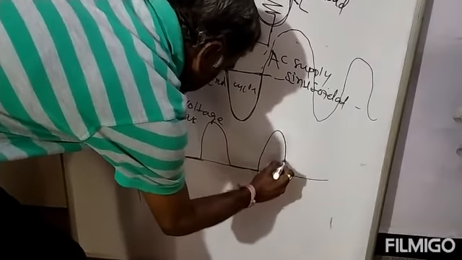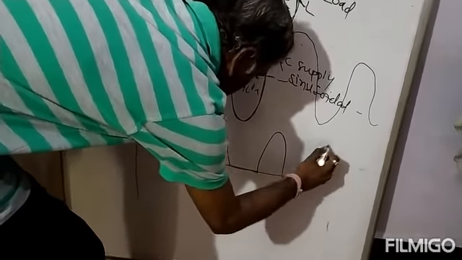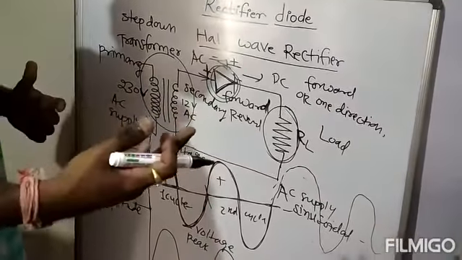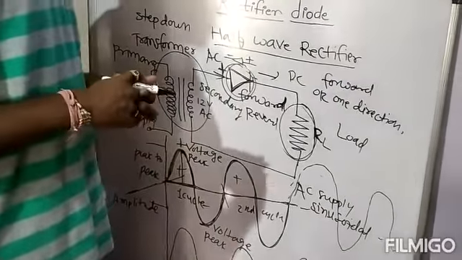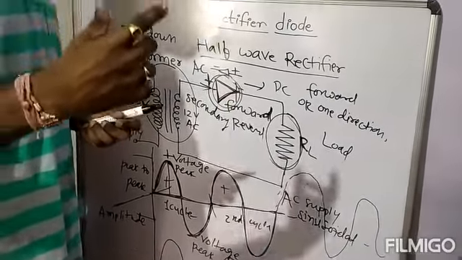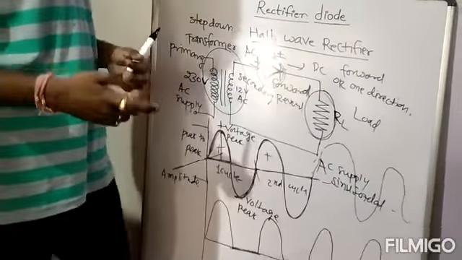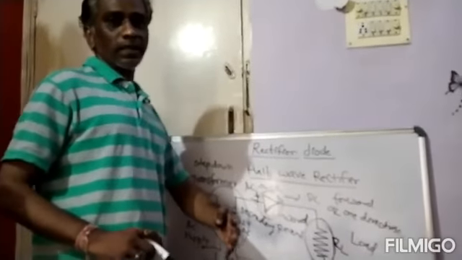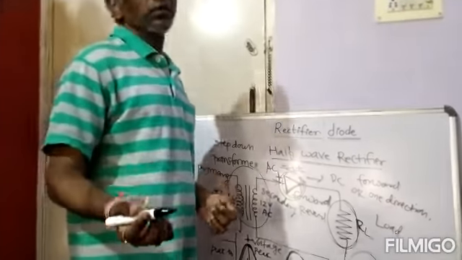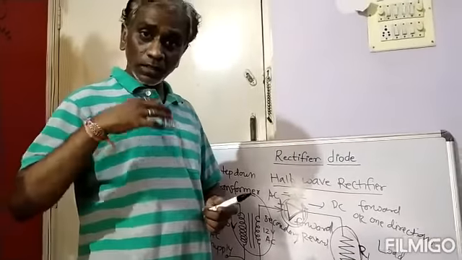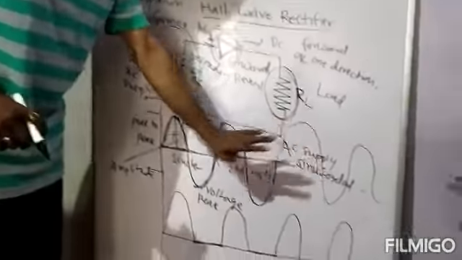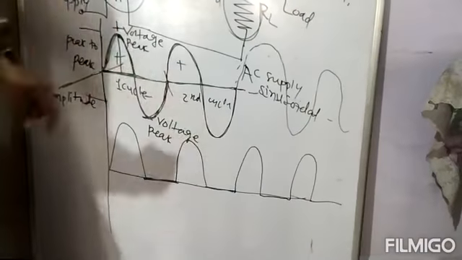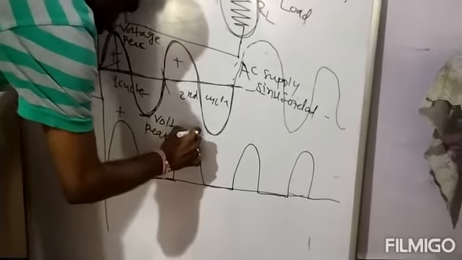Now it continues forward, reverse, forward, reverse. As the polarity of the transformer changes, the direction of the diode also changes. For one half cycle it conducts, and for the second half cycle it will not conduct. For the positive half cycle the diode is in the forward direction. For the negative half cycle the diode is in the reverse direction. Hence we are getting output in only one direction. Now see, the waveform is only in one direction, that is the positive direction.